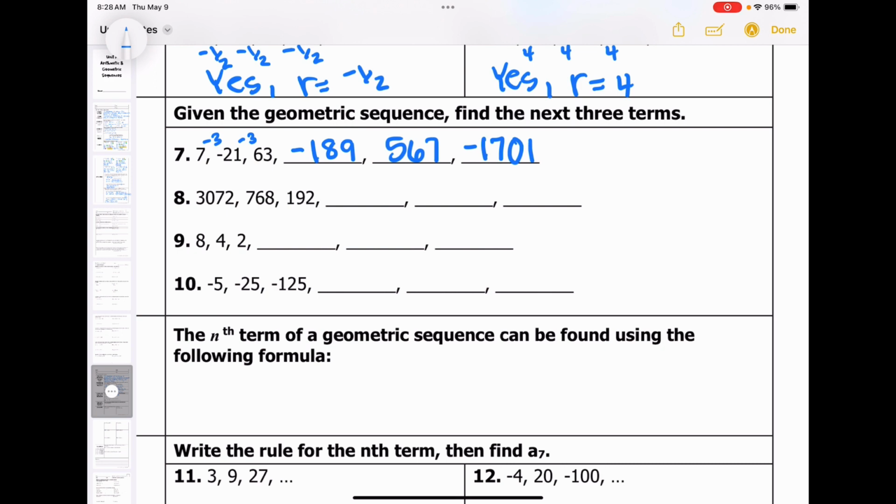All right, number 8. We have 3,072, 768, and 192. So I'm going to do 192 divided by 768. That gives me 1 over 4. And then 768 divided by 3,072 is also 1 over 4. So I'm going to multiply my number by 1 over 4 every time. So 192 times 1 over 4 is 48. 48 times 1 over 4 is 12. And 12 times 1 over 4 is 3.